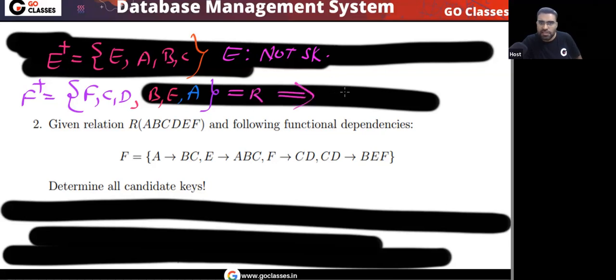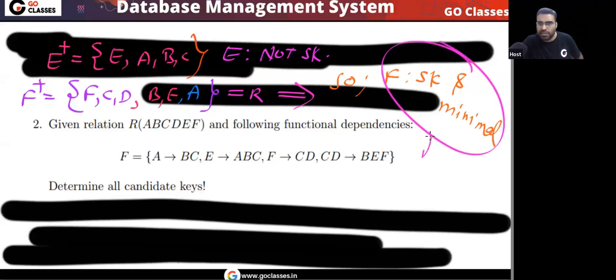Now what? Now I can say that this F is a candidate key because this is minimal. So I can say F is a super key, and F is minimal. So finally, what can I say? I can say that F is a candidate key.